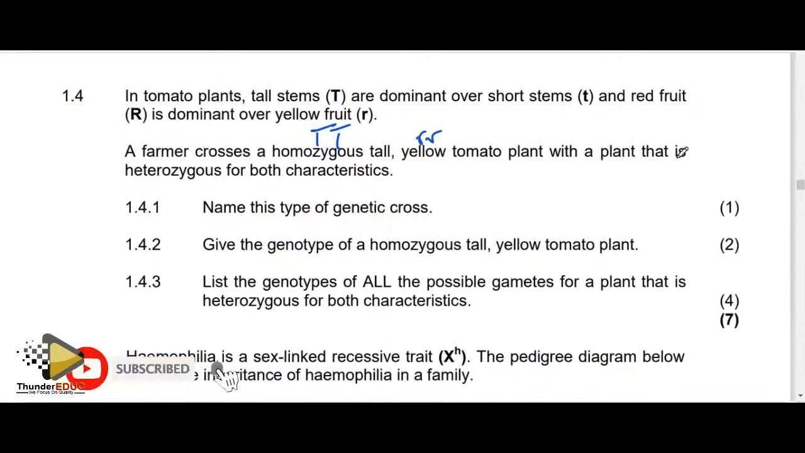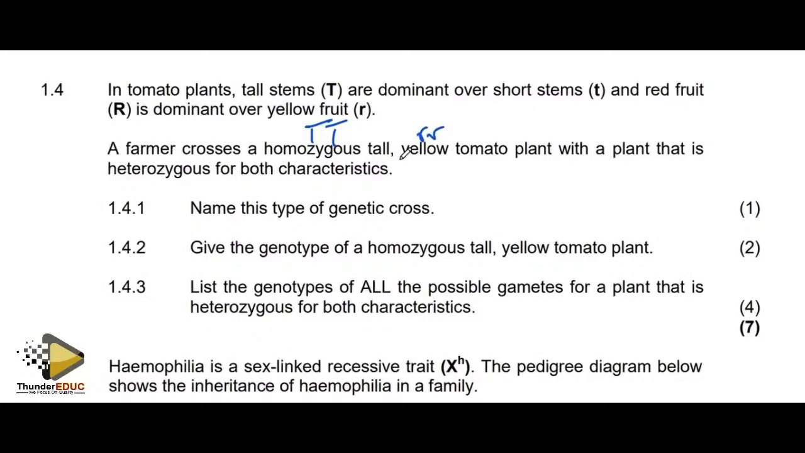A plant that is heterozygous for both characteristics. A farmer crosses a homozygous tall, yellow tomato plant with a plant that is heterozygous. It means that heterozygous for both is going to be capital T, small t, and then capital R, small r. Then name the type of genetic cross.